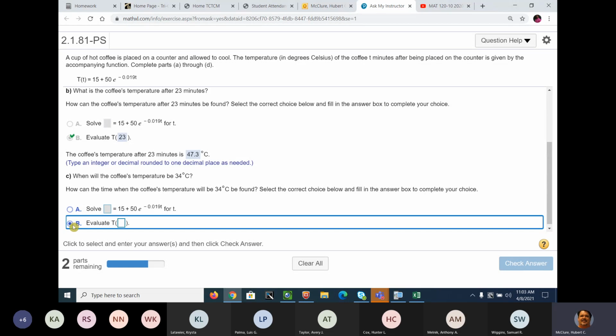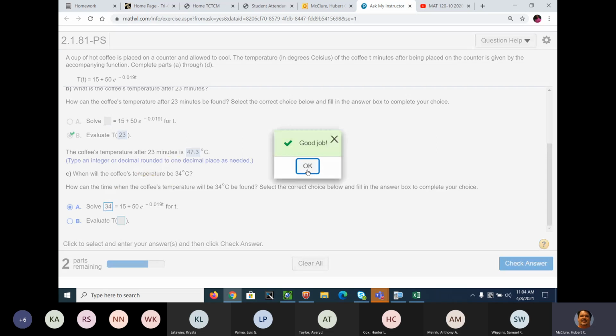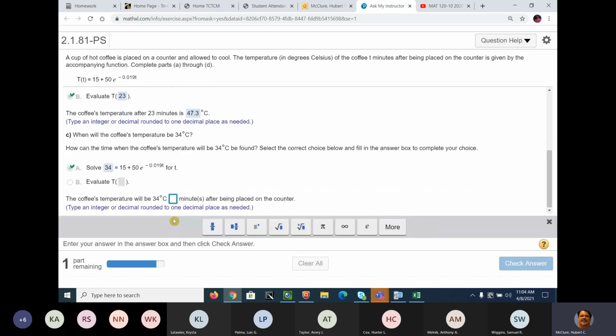Well, I don't think, no, that's not right. That'd be 34. And then they're going to ask for the answer. They want you to round it to one decimal place. So that'd be 50.9.